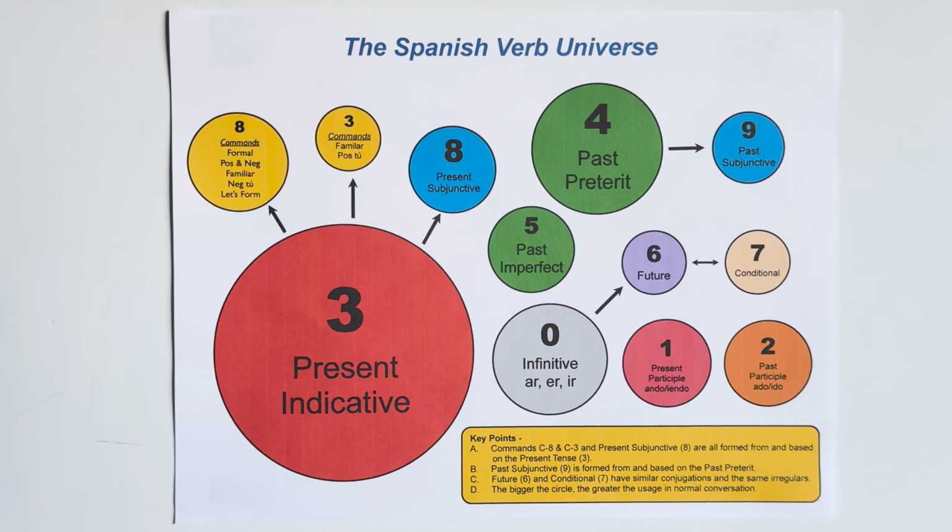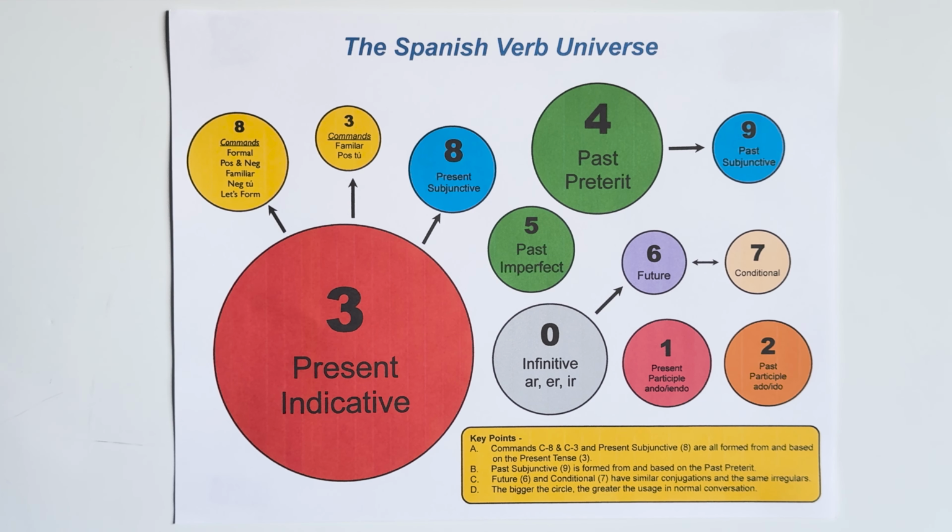0 is the infinitive. 1 is the present participle, the ing, ando, yendo. We already know how to do that with verbs. Number 2, the past participle. We have done past participles, putting verbs into the ado, ido form. Let's go to number 3.